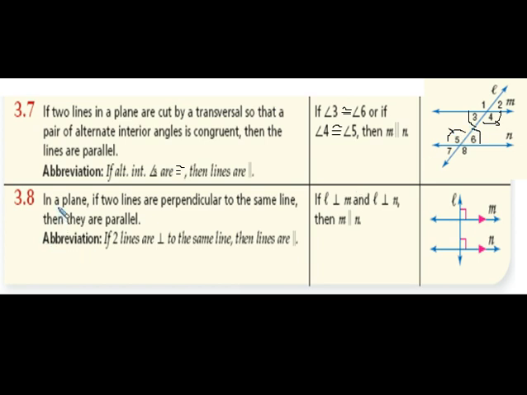And the last one, in a plane, if two lines are perpendicular to the same line, then they are parallel. And the abbreviation is pretty much the same thing. If two lines are perpendicular to the same line, then the lines are parallel. So if they tell you that line L is perpendicular to line M, and line L is also perpendicular to line N, then we know for sure that M is parallel to line N.